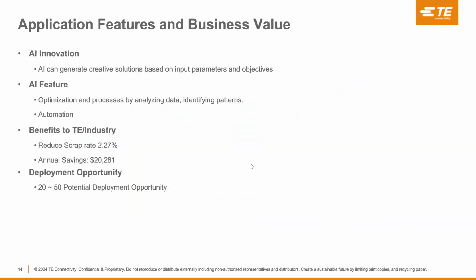The AI can generate creative designs and solutions based on input parameters and objectives. It can explore a wide range of possibilities that human designers might overlook and optimize designs and processes by analyzing data, identifying patterns, and recommending improvements. So in conclusion, this project can lead to more efficient and cost-effective outcomes, which increases business value and benefits to industry. And that's all about our project.